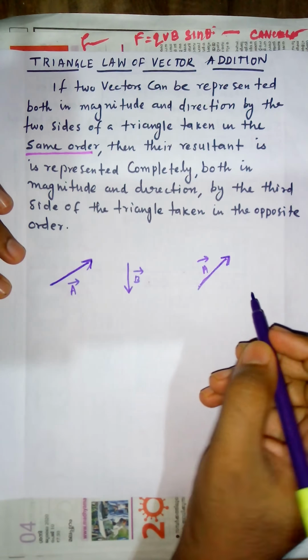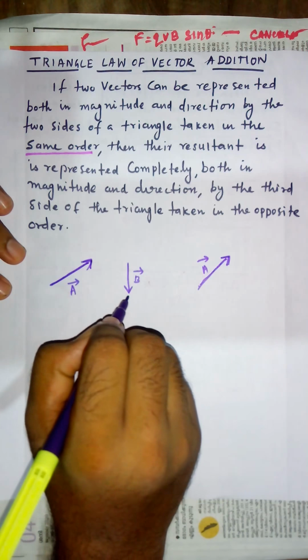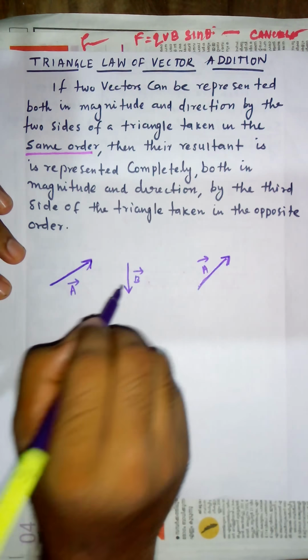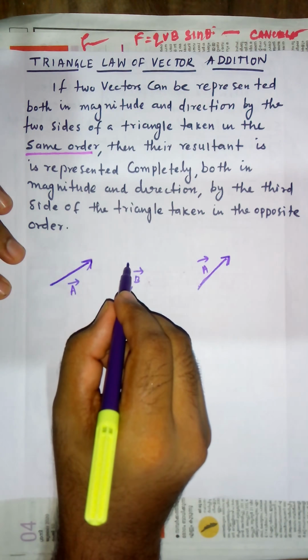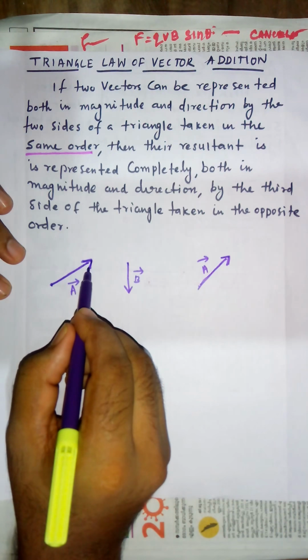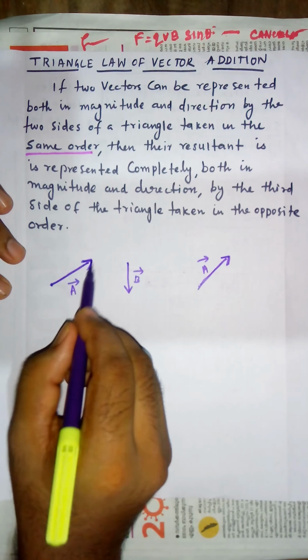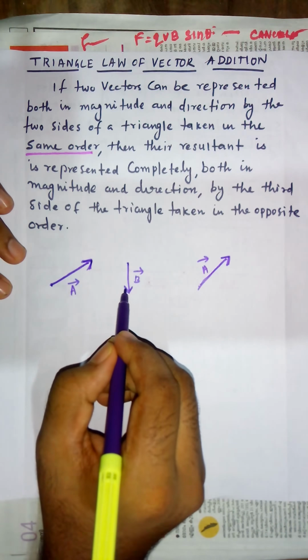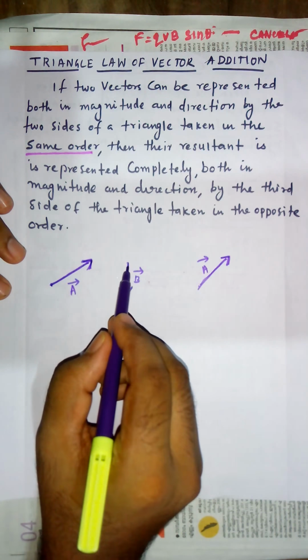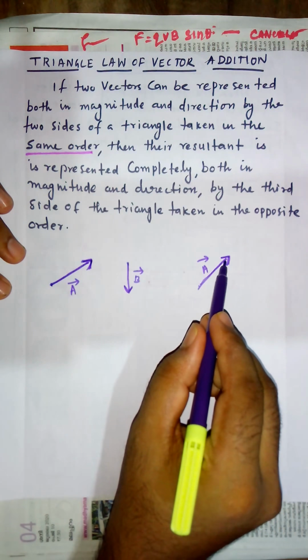Okay, and vector B is there. How am I representing this vector B? This is the tail, right? And this is the tail of vector A. This is the head. Head is the part in which the arrow mark is present. This is the head of vector B. So what I am doing is placing the tail of vector B on the head of vector A.